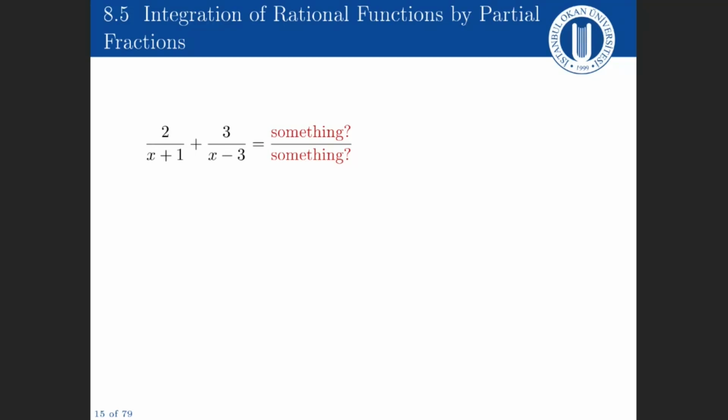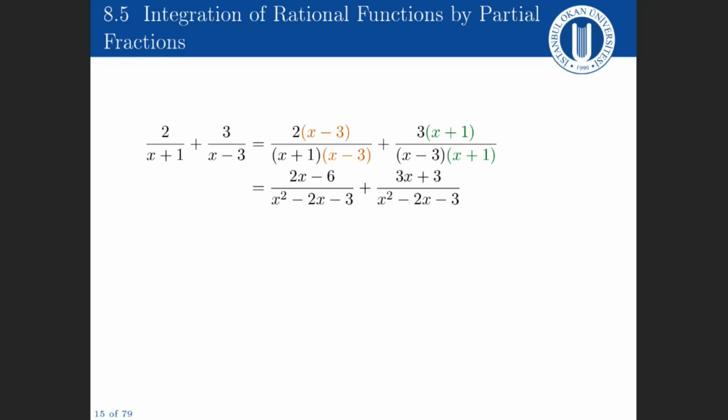Now let's talk about partial fractions. If I said, right, 2 over x plus 1 plus 3 over x minus 3 is equal to something over something, you know how to do this. We put everything over the same denominator. The first fraction, we're going to multiply on the top and on the bottom by x minus 3. And the second term, we're going to multiply on the top and on the bottom by x plus 1. And then we can simplify that to 5x minus 3 over x squared minus 2x minus 3.